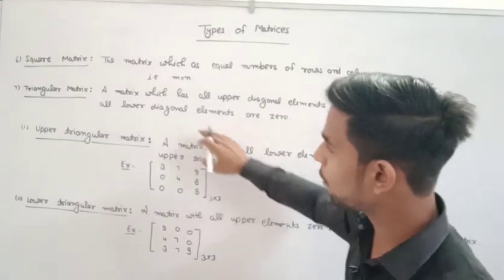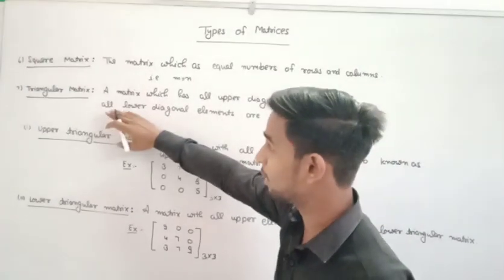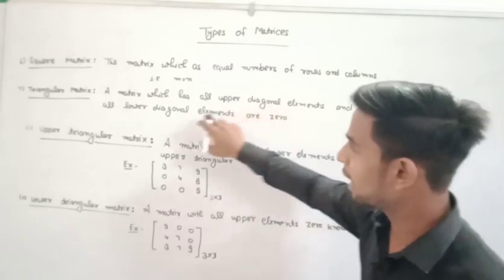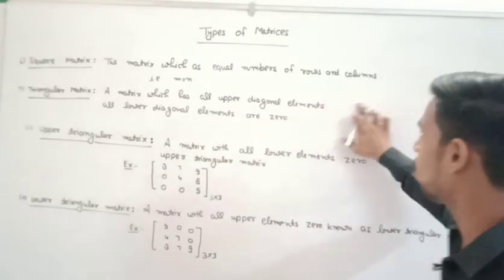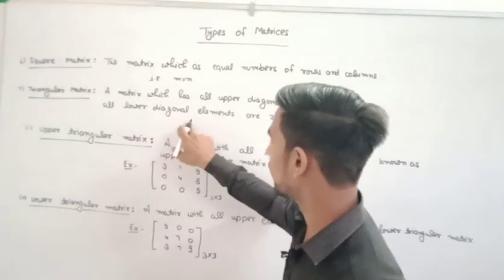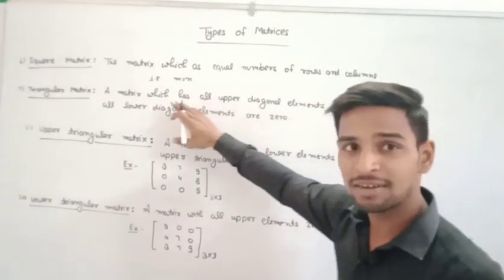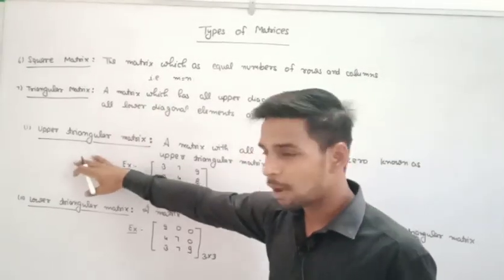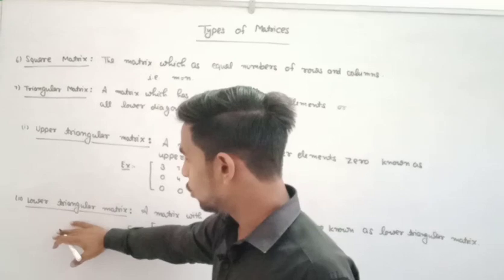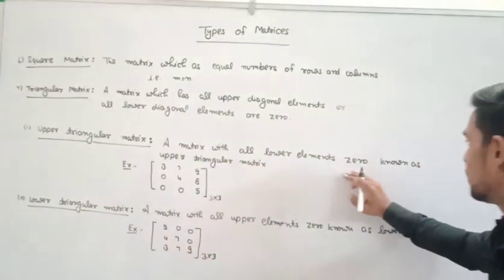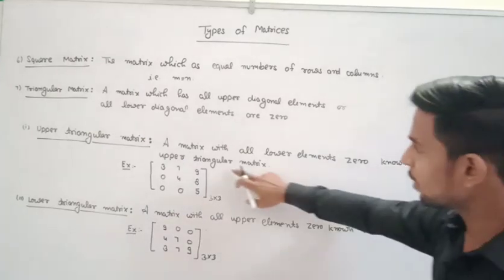Now the next type of matrix is the triangular matrix. What is this? A matrix which has all the upper diagonal elements or all the lower diagonal elements zero will be known as the triangular matrix. There are two types of this: the first is the upper triangular and the second is the lower triangular. What is the upper triangular? A matrix with all the lower elements zero is known as the upper triangular matrix.